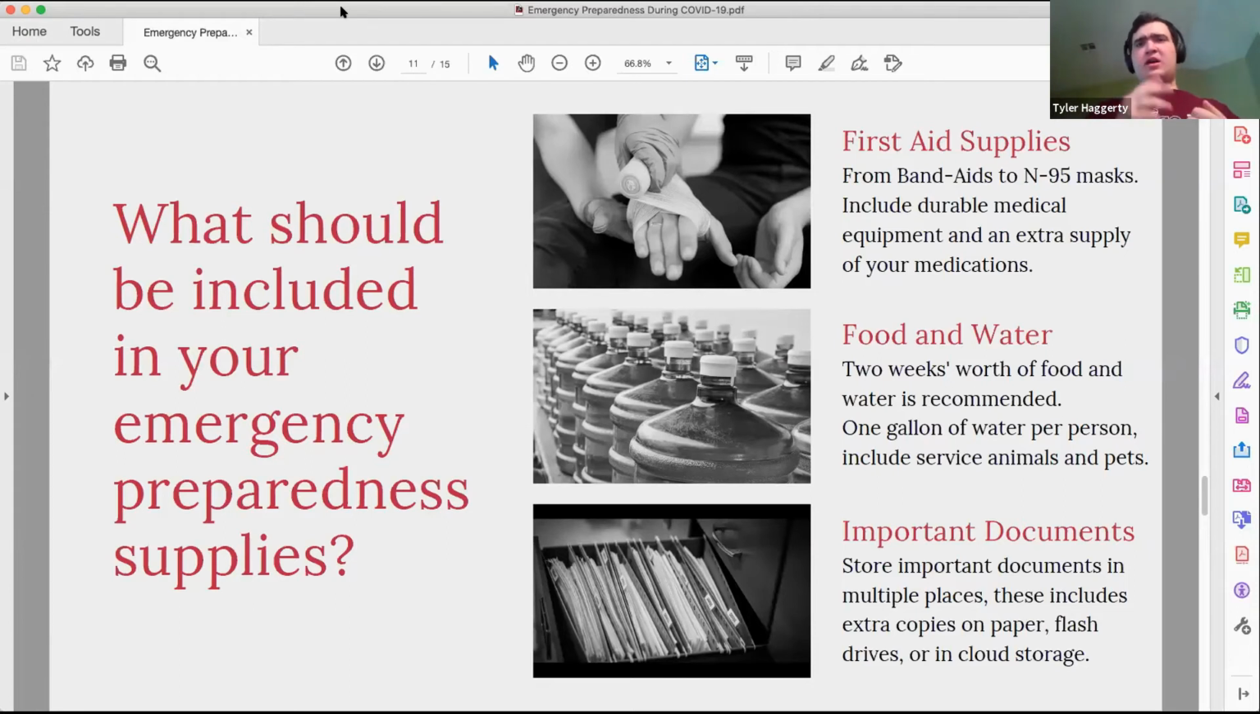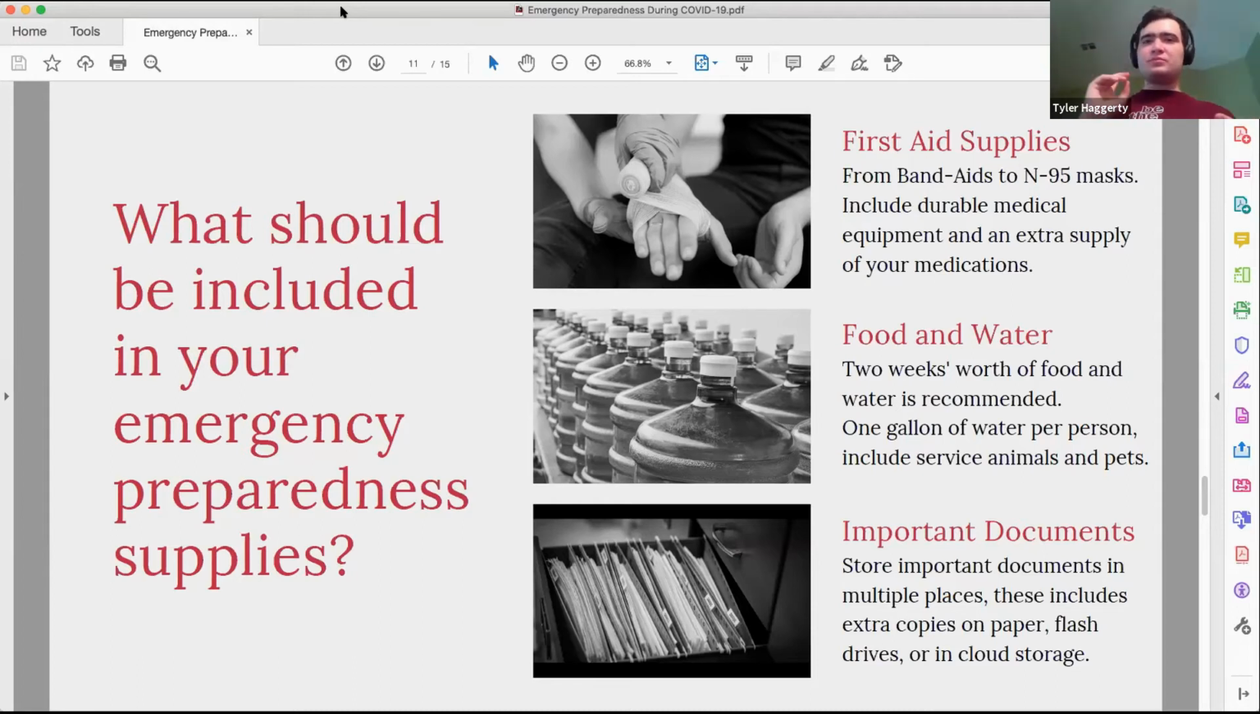Food and water. 2 weeks worth of food and water is recommended. The recommendation used to be 3 days, but now that we're going through this pandemic, the recommendation is at least 2 weeks. If you're on a tight budget, even if you can only buy an extra can of soup or just small amounts of non-perishables, that is still enough. Just have a backup supply.